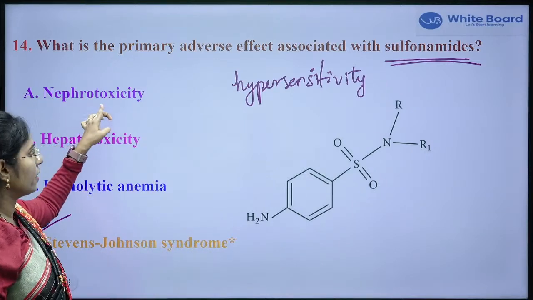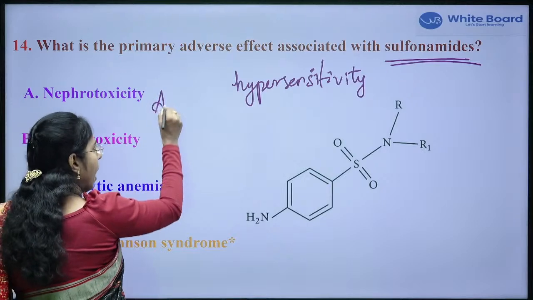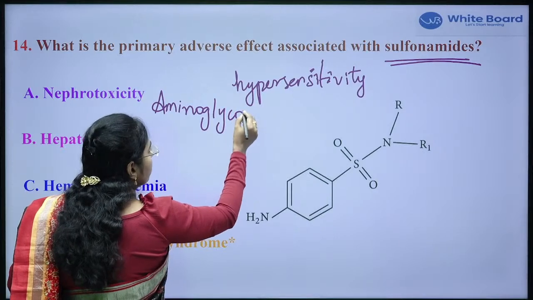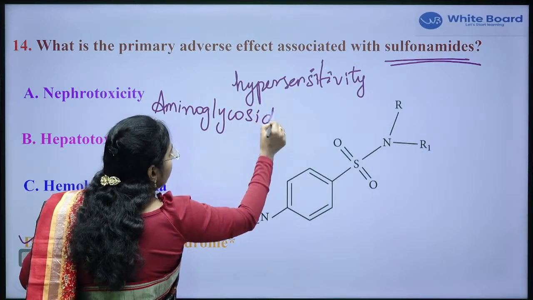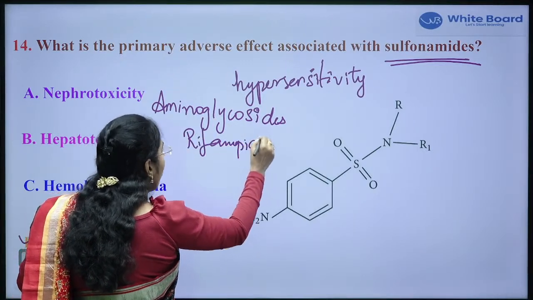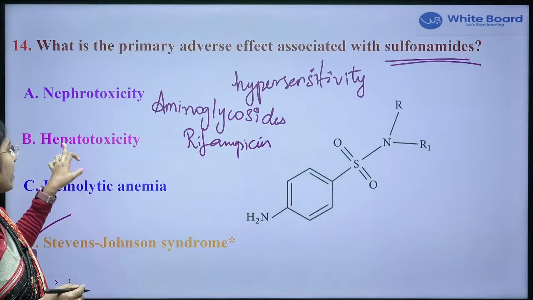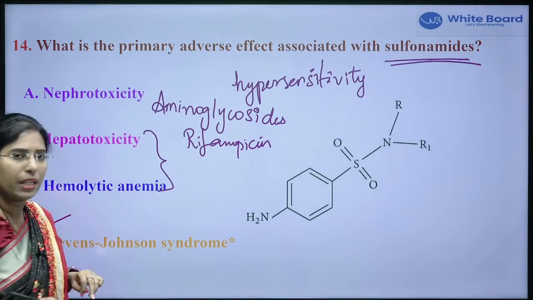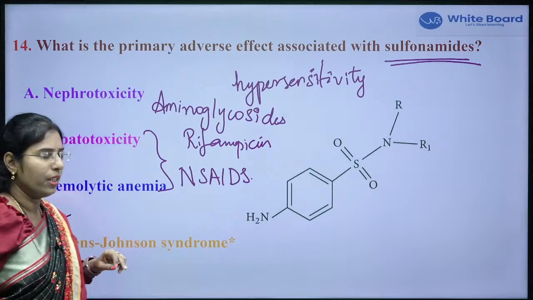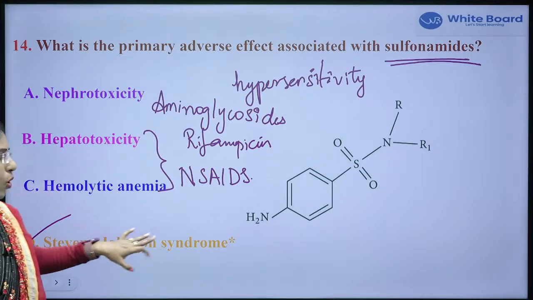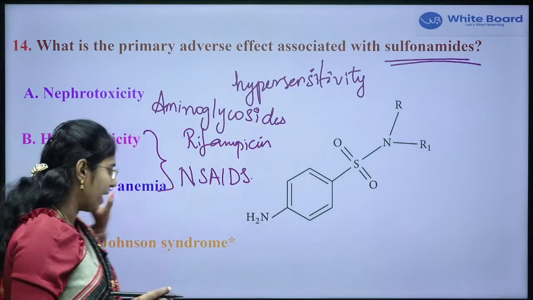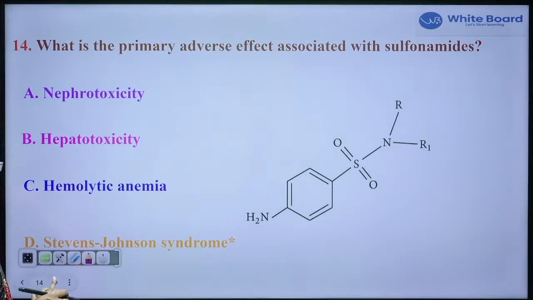Whereas nephrotoxicity is caused by some antibiotics like aminoglycosides, quinolones, okay, rifampicin. So, these are some drugs which cause this nephrotoxicity. And whereas hepatotoxicity and hemolytic anemia will be caused by these NSAIDs, non-steroidal anti-inflammatory drugs. So, the correct option is Stevens-Johnson syndrome. So, blindly you remember that sulfonamides will cause hypersensitivity reactions. So, coming to the next question.